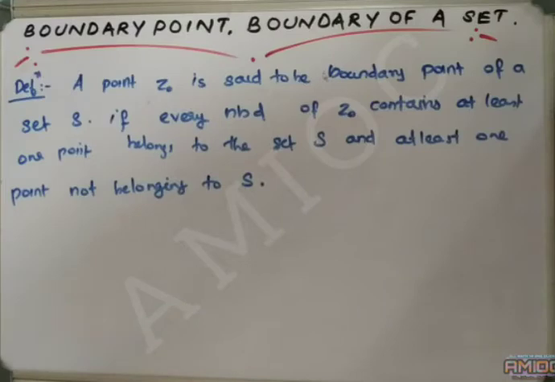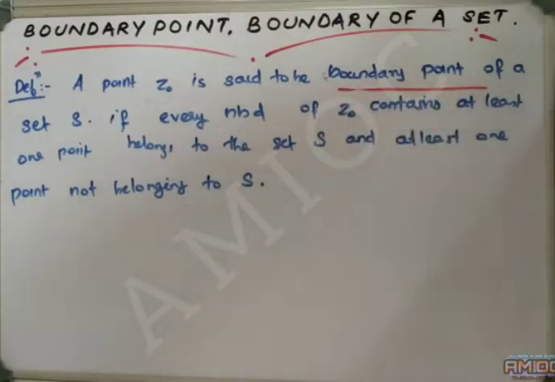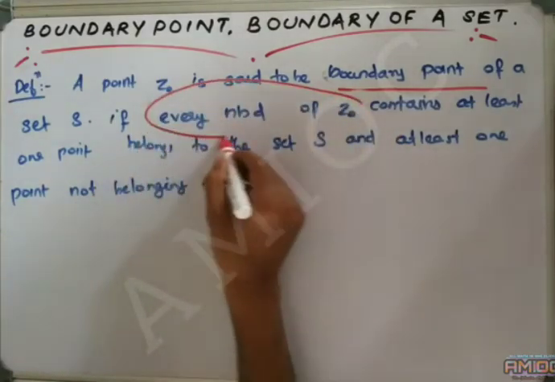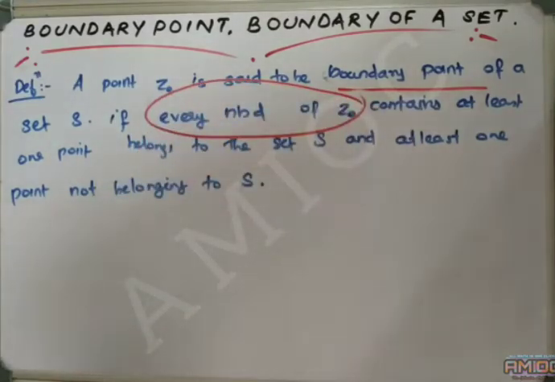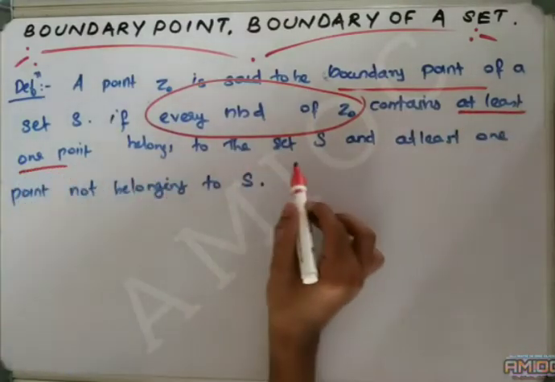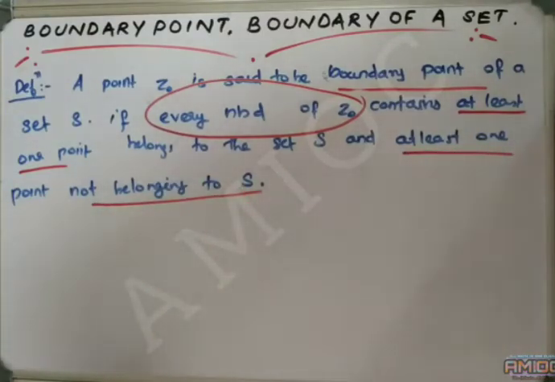The definition says, if we are given a set S, then any point Z0 in the complex plane is said to be the boundary point of the set S if for every neighborhood of Z0, if we consider any neighborhood of Z0, it must contain at least one point belonging to the set S and at least one point that does not belong to the set S, then we say that the point Z0 is the boundary point of the given set S.